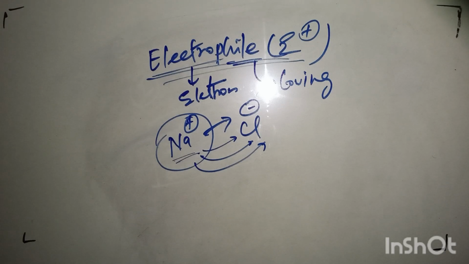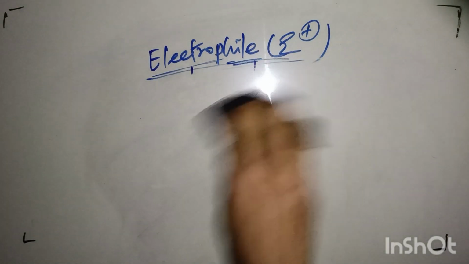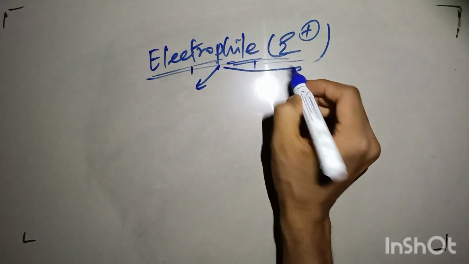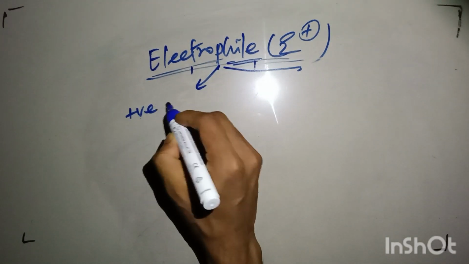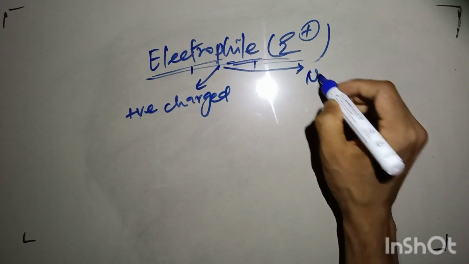So the reagent which attacks on the negative part of the molecule or negatively charged species, or loves electron, is called an electrophile or electrophilic reagent. They are normally positively charged or they may be neutral. Now we will see the different types of positively charged electrophile and neutral electrophile.